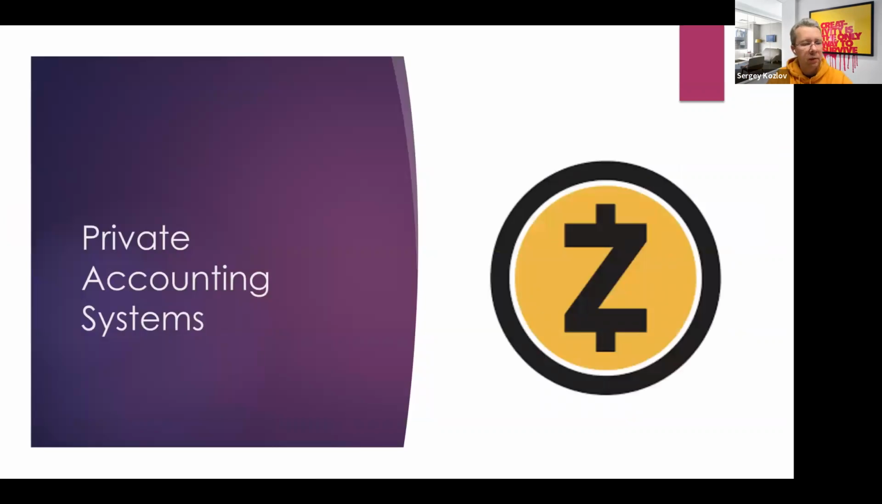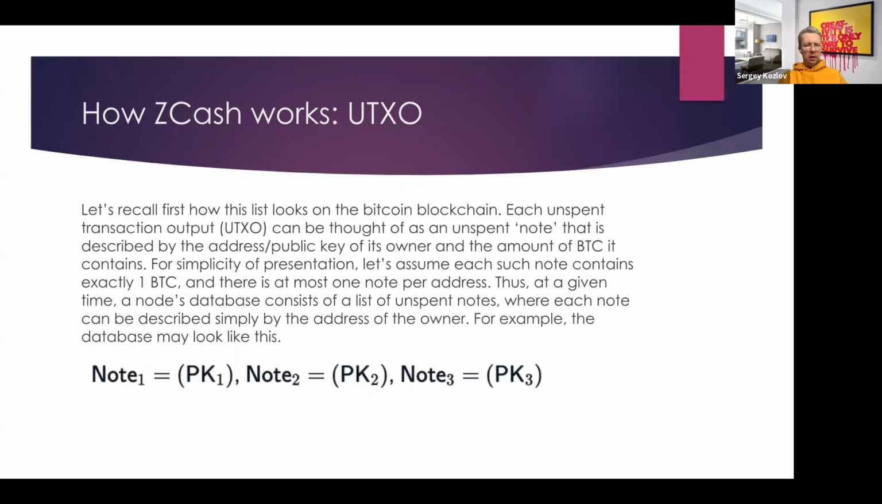And the third technology use case for ZKs is so-called private accounting systems, and I think the first example is Zcash. It's a completely different blockchain, written according to ZK technology. It's not compatible with Ethereum, nothing.